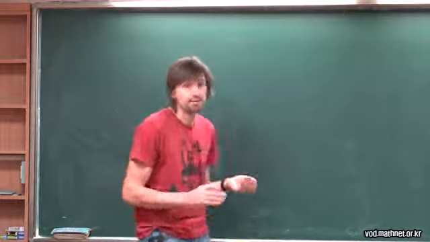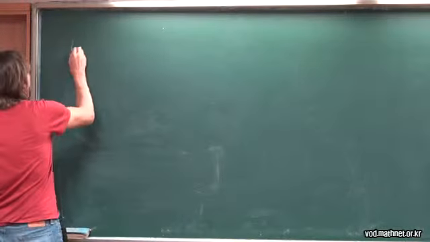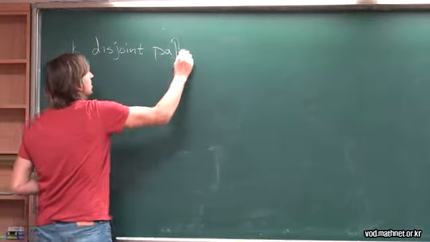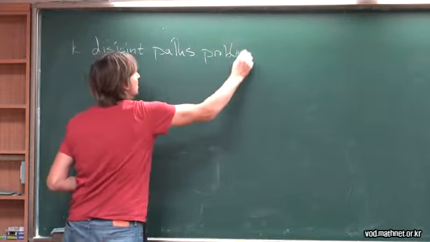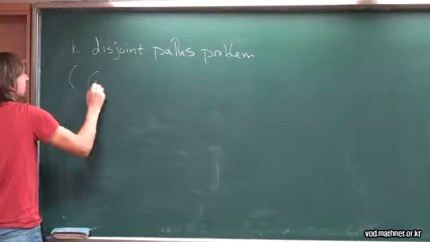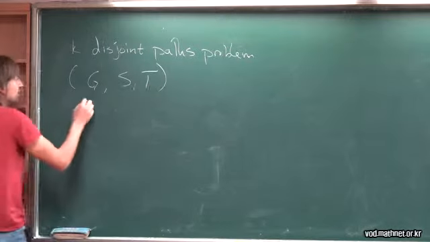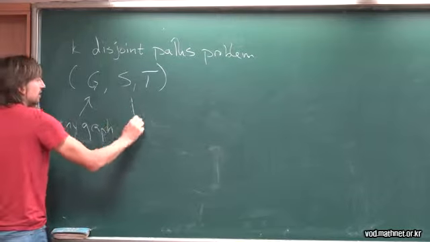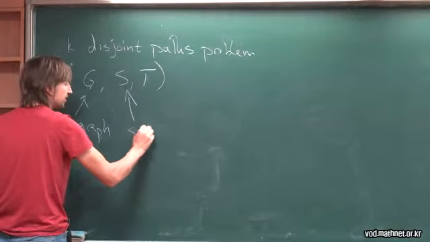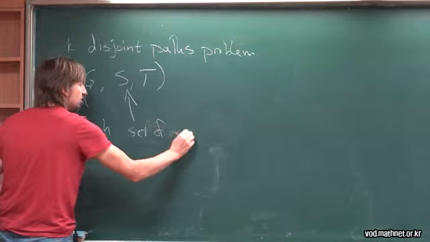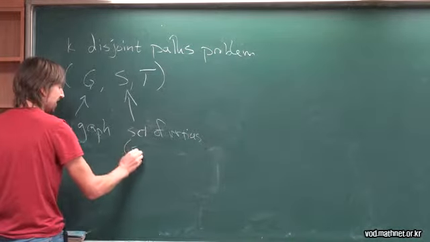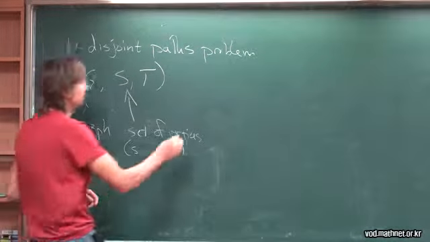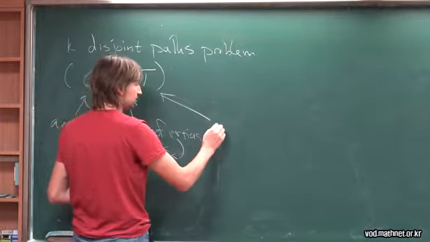Okay, so let me say what the problem is that we'll be looking at today. The k disjoint paths problem. It takes as input G, S, T. G here is just going to be any graph. S is a set of vertices, say S1 up to Sk. So again, that's what this parameter k is here. And T as well is a set of k vertices.